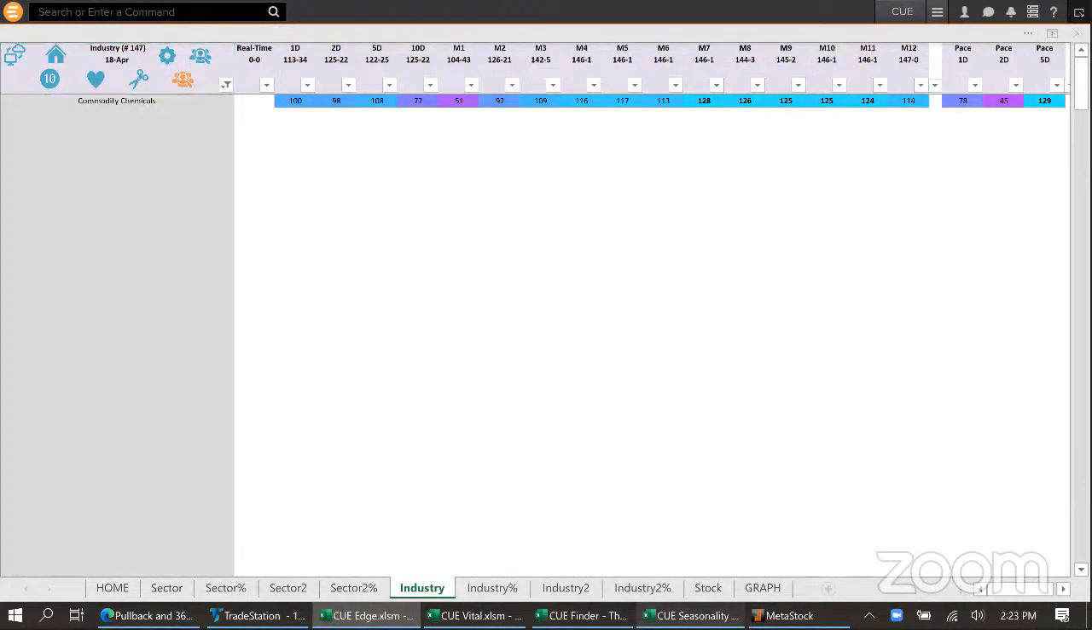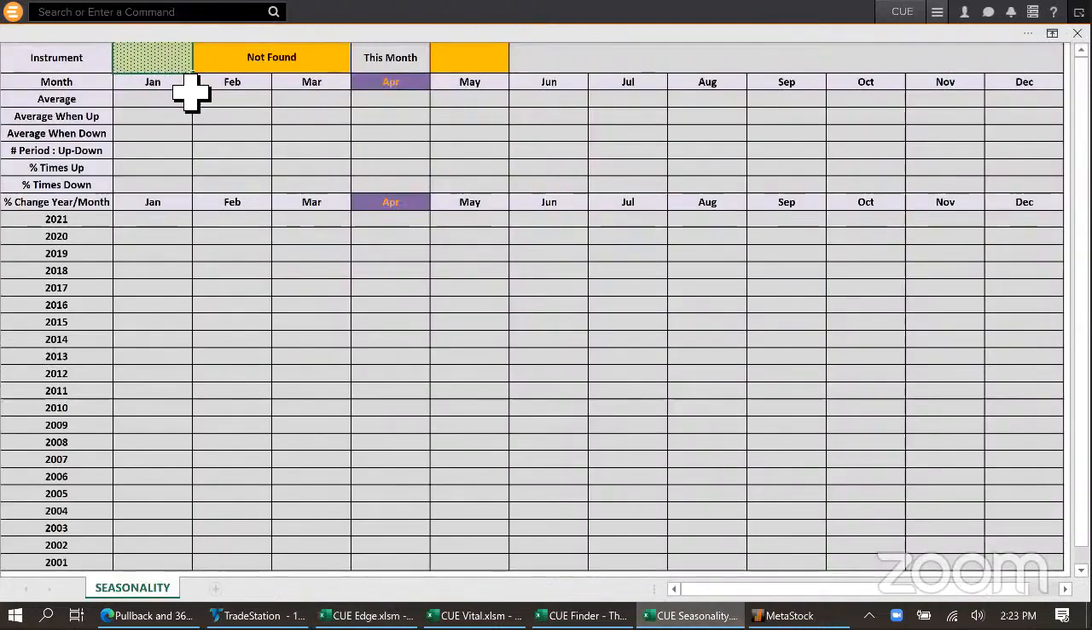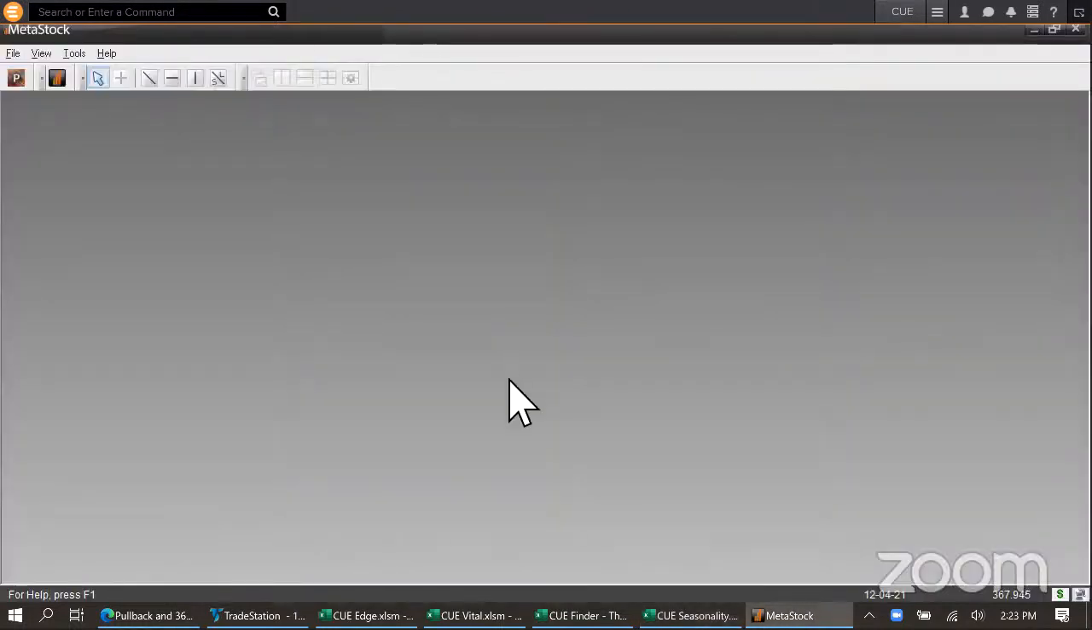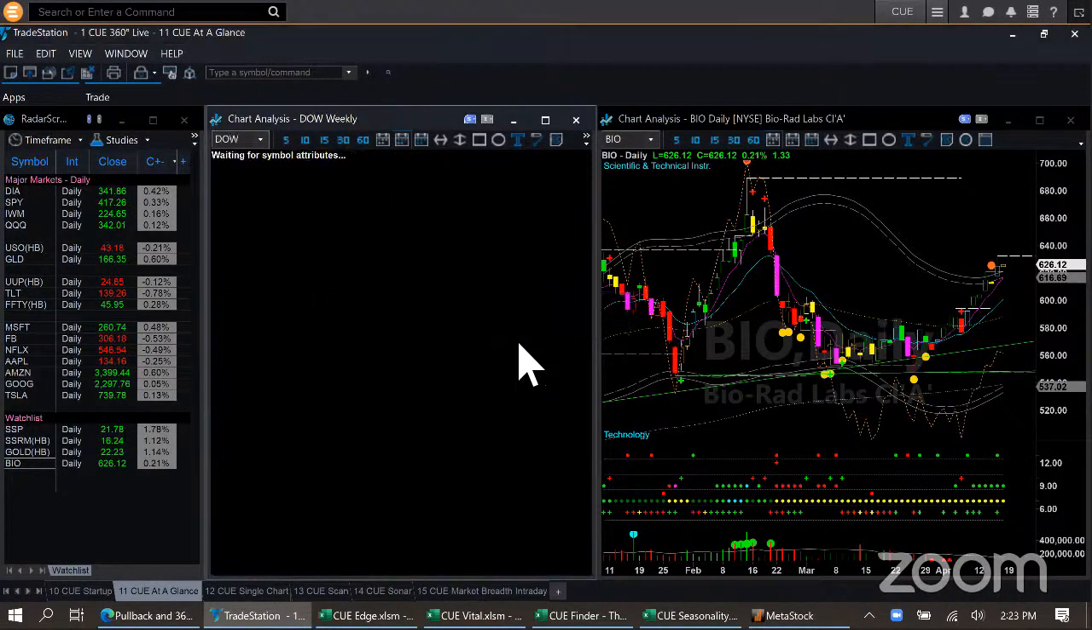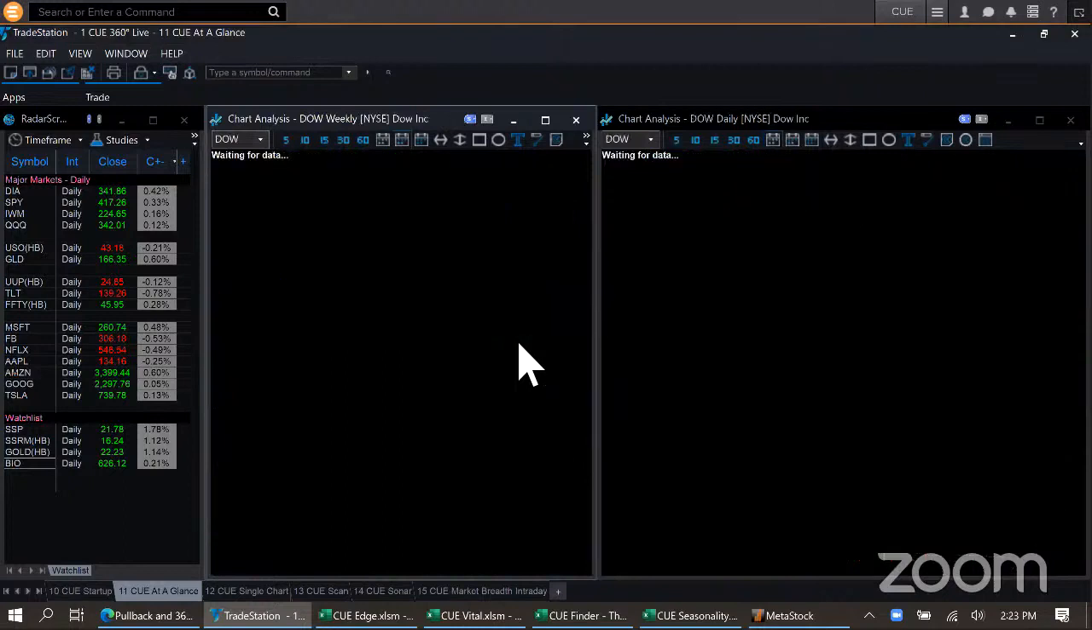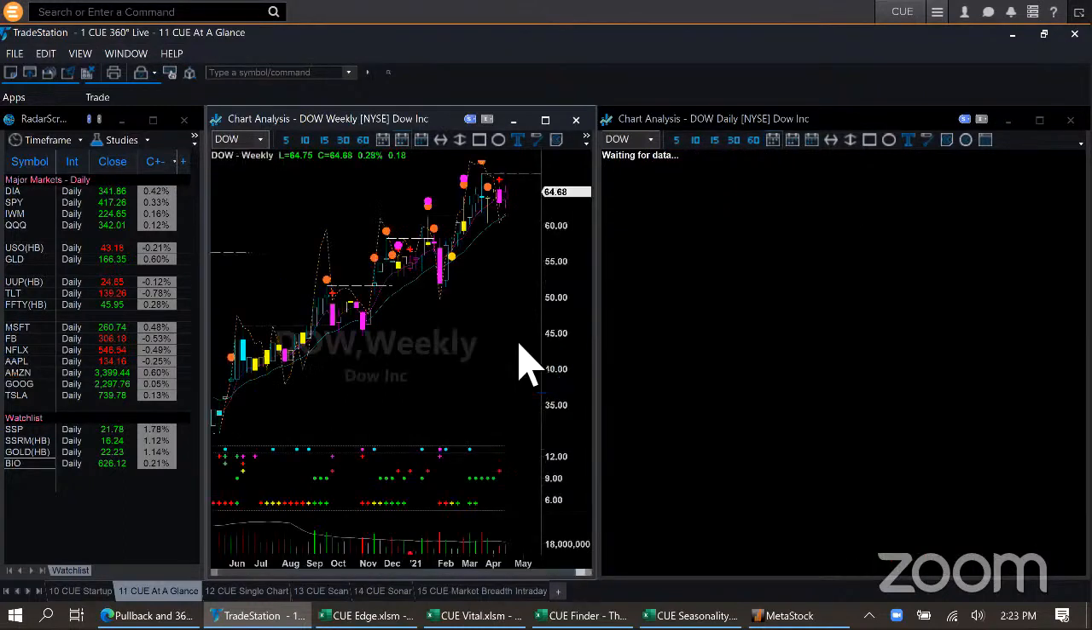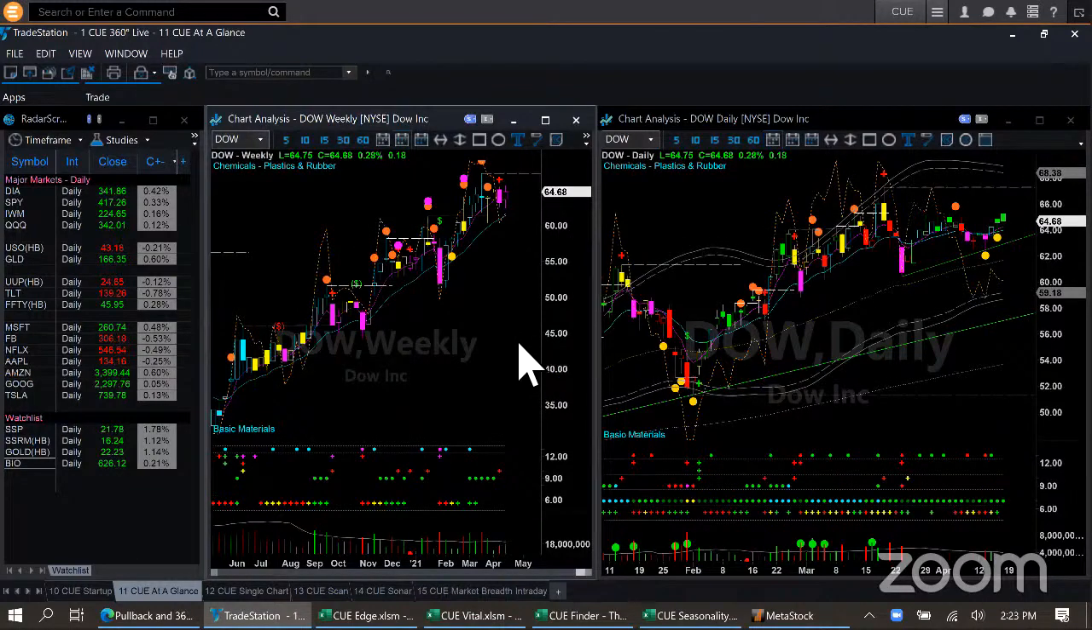Now let's look at the breakdown of the seasonality using the seasonality tool, the current version that is released. While it is retrieving data for Dow, again connecting with Refinitiv, let's check out the stock's technicals. Dow. Technically, we don't have a buy setup.